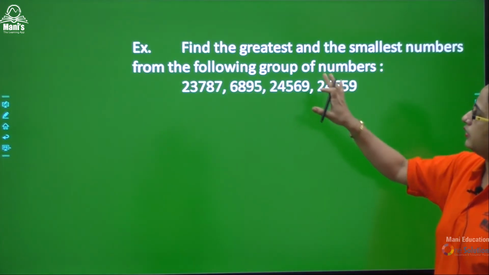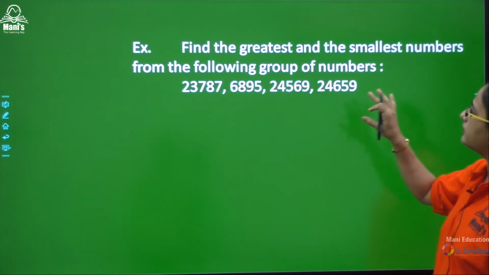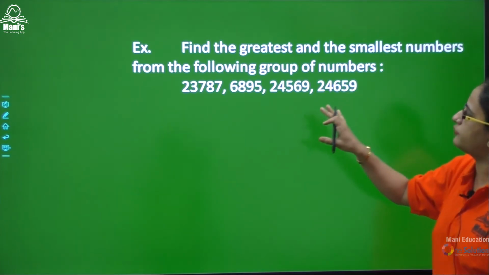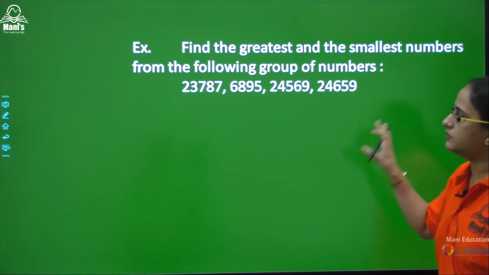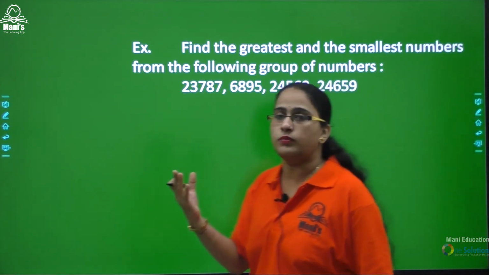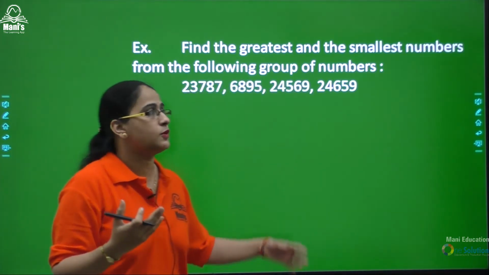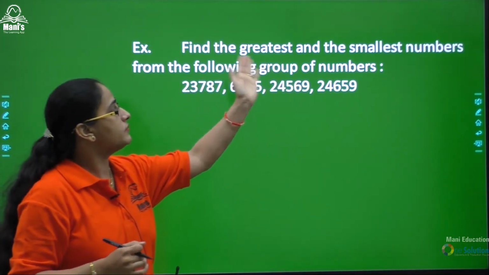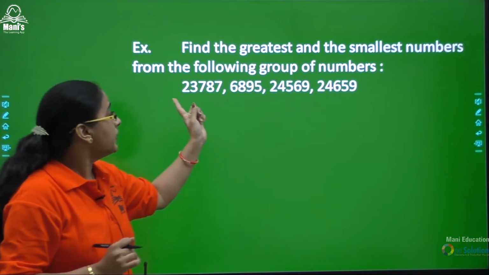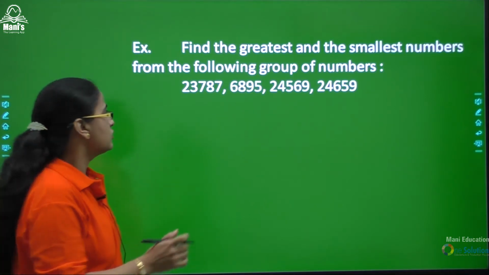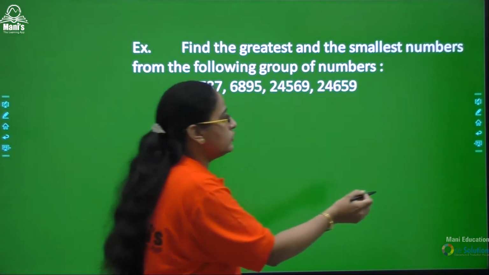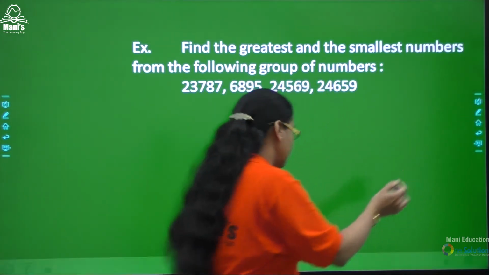After that, one more example is there. Find the greatest and the smallest number from the following group of numbers. At least we require two numbers because we have to calculate the smallest number and the greatest number. But here four numbers are given. So first of all we have to write the solution. For that, what do we have to do?